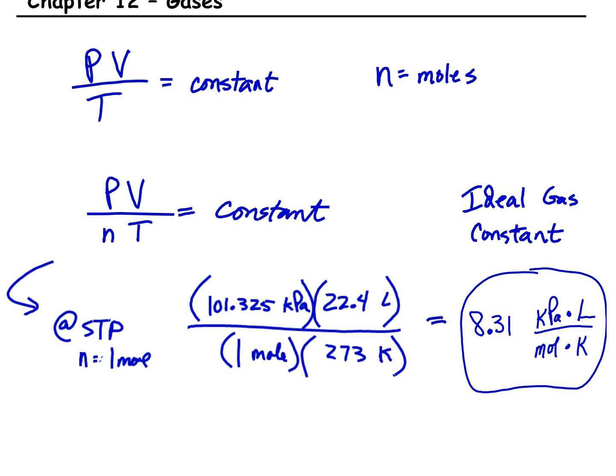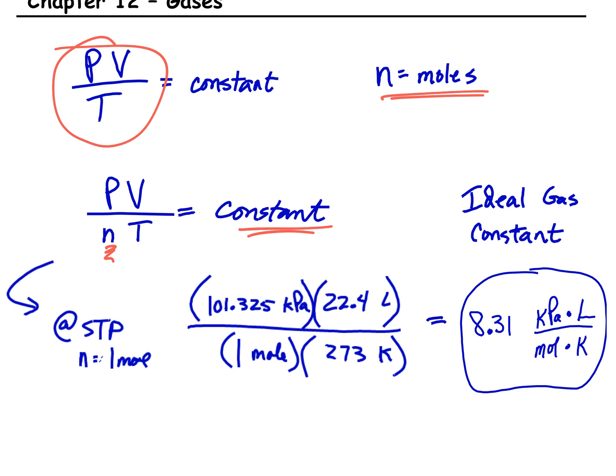We have the combined gas law, which is PV over T is some kind of a constant. And then we have N, which is going to represent the number of moles or number of particles in a gas. If we put that into the equation, we would put it into the denominator. And then we would end up with some kind of a constant, P times V divided by N times T. Now, this constant actually has some special meaning for us.